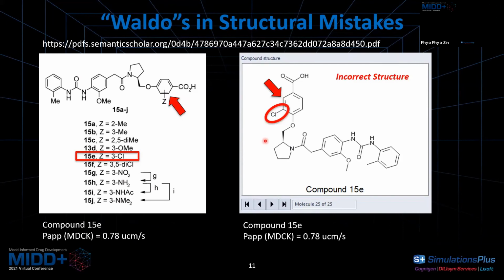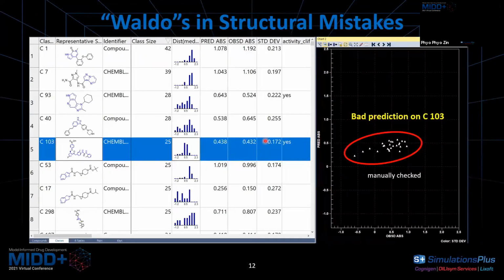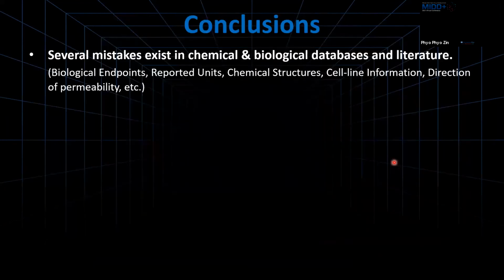And in this case, we found it by cluster analysis. To show what I was doing, here we grouped them based on similar structures, and we were making predictions using different sets of models and seeing how they perform. And we found that this particular class is not doing very well in terms of predictions. So we manually checked each entry and we were able to find that one of them was wrong. So cluster analysis was useful in that case.